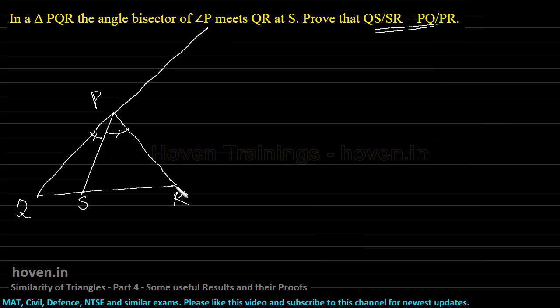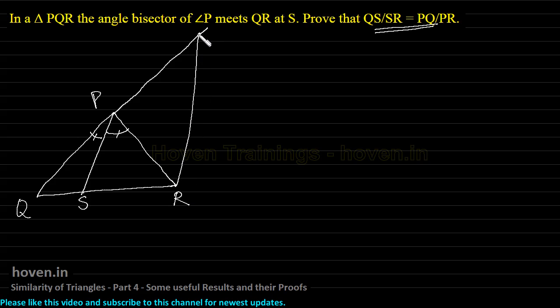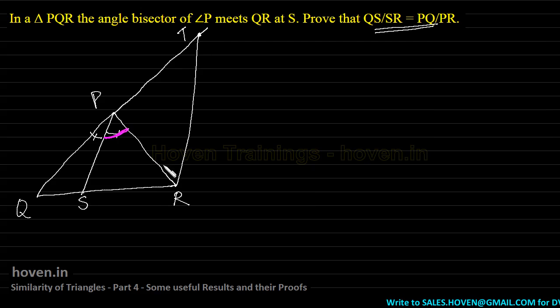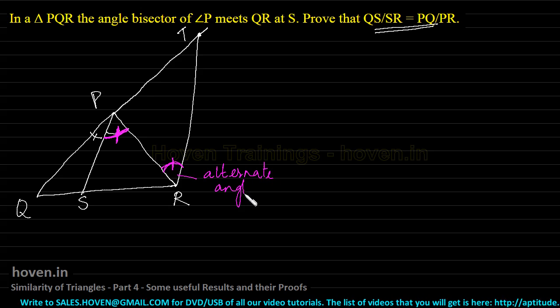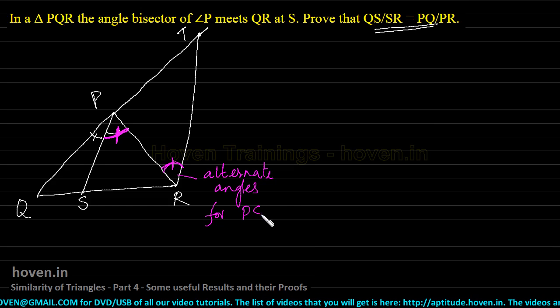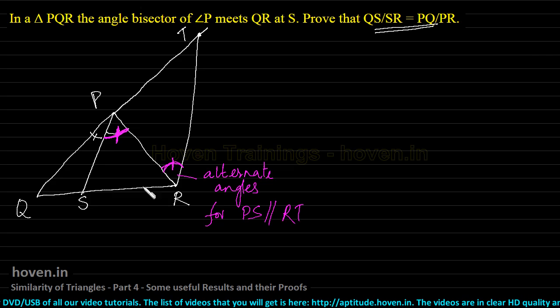extend QP and from R draw a line parallel to PS. Obviously, this line PS will meet it somewhere in a point T. We can now observe this resultant drawing and we see that PS is parallel to RT. Therefore, this angle will be equal to this angle. This and this, they will be exactly equal because they are, I will write, alternate angles for PS parallel to RT. So this is the transversal you can see and these two angles will be equal.